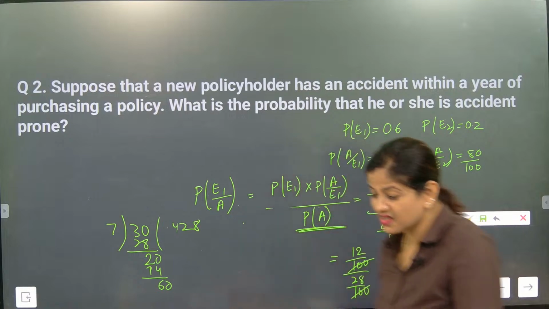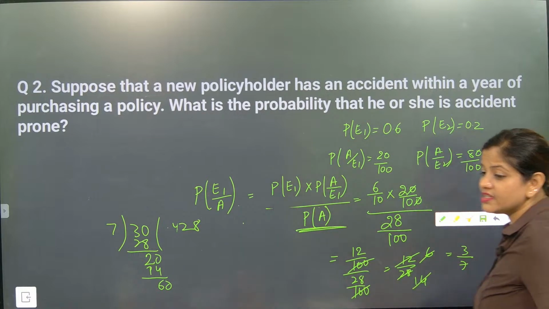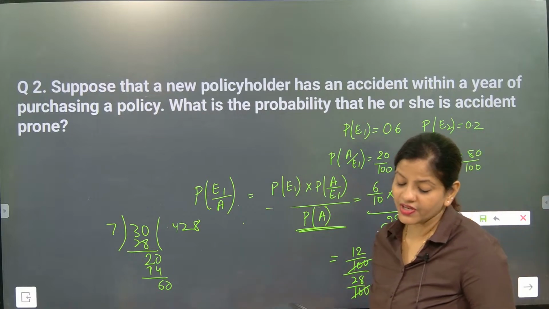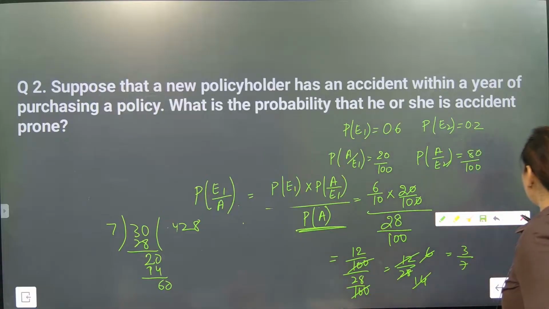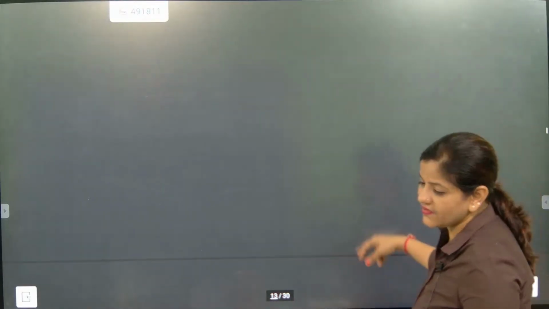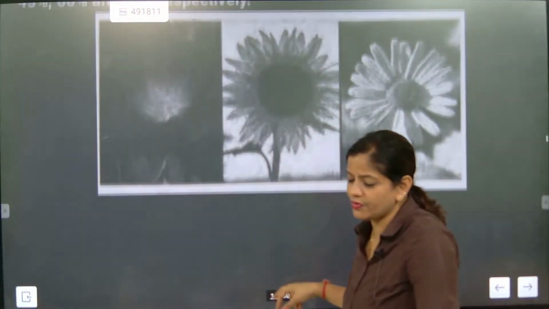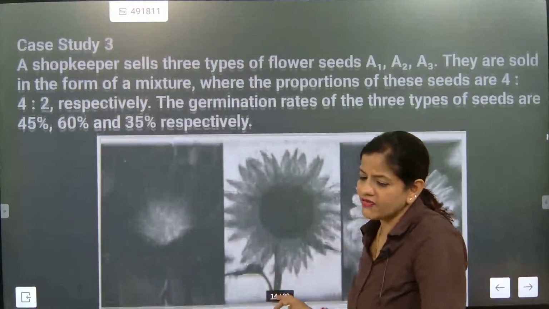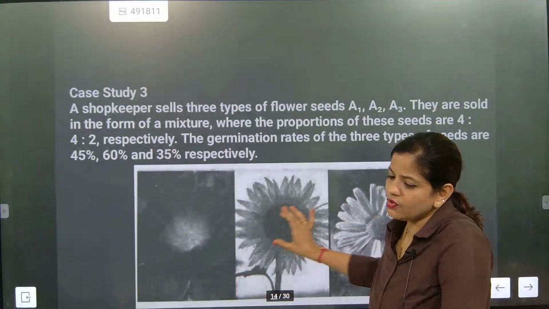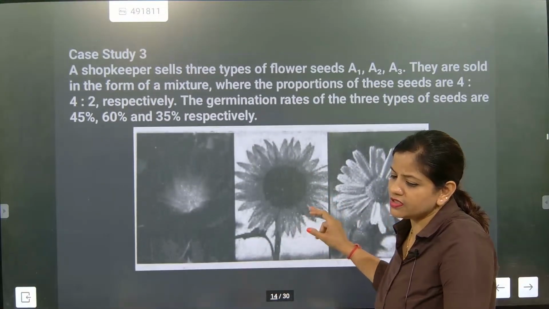This is case study 2. And doing just 2 case studies itself, we have taken this much time. Now we will go for the third case study. 7 case studies I have aligned for you people. Come on, go for it. Now you go for this case study. Try to solve this case study.